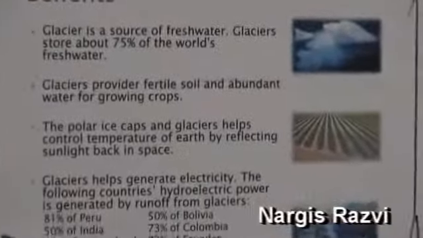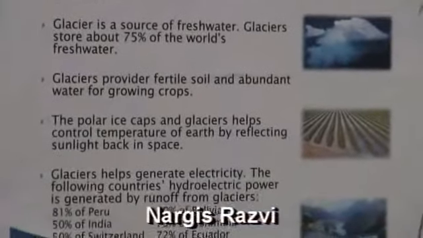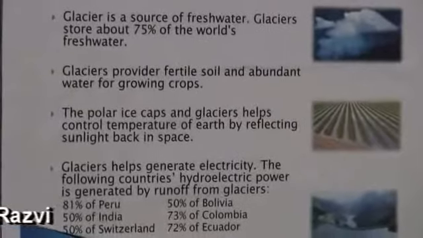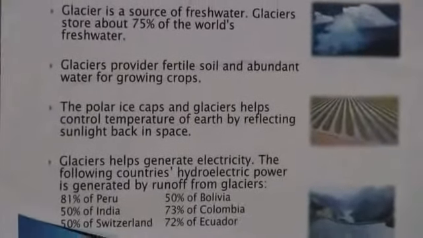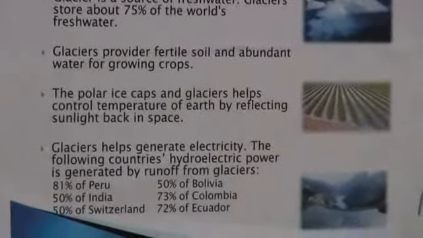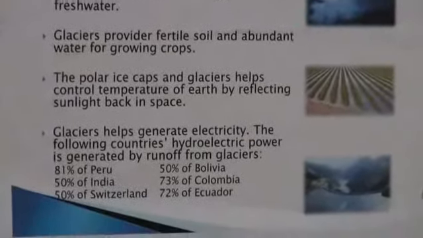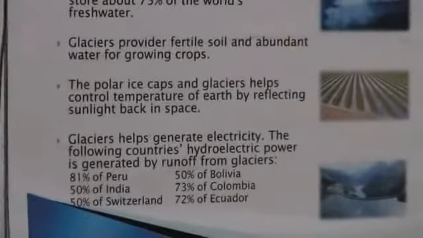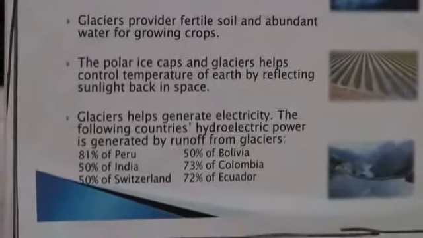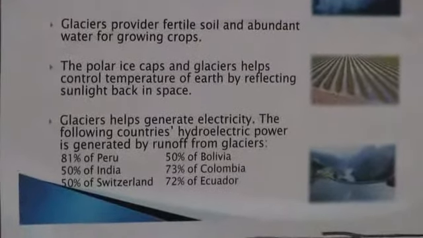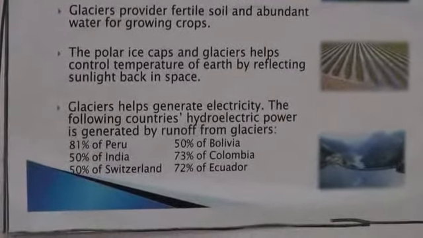Benefits. Glacier is a source of fresh water. Glacier stores about 75% of the world's fresh water. Glacier helps generate electricity. The following countries' hydroelectric power is generated by runoff from the glacier: 81% of Peru, 50% of India, 50% of Switzerland, 50% of Bolivia, 73% of Colombia, and 72% of Ecuador.